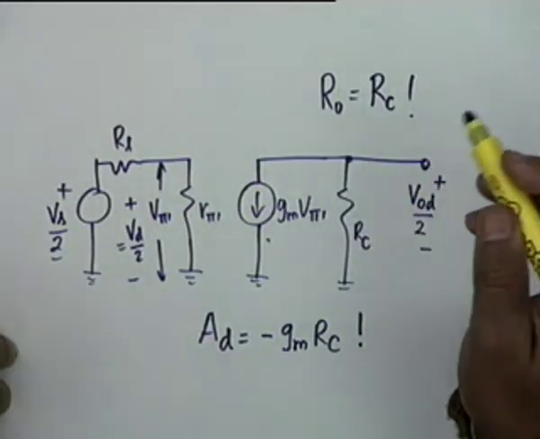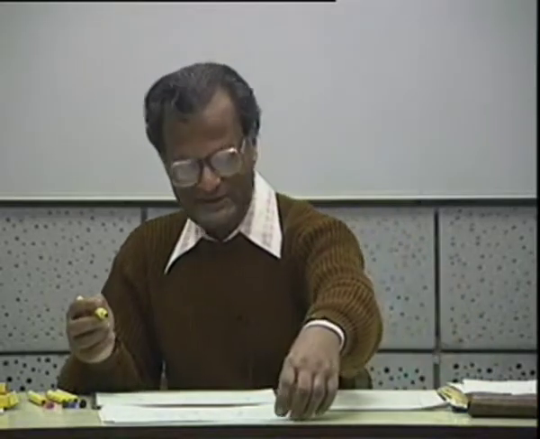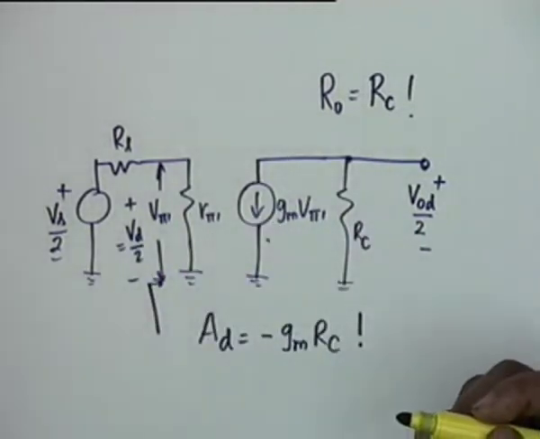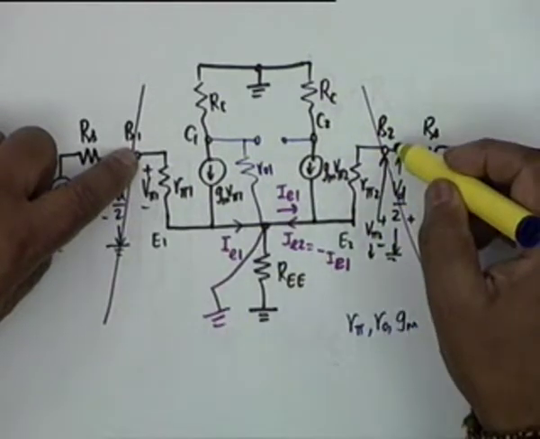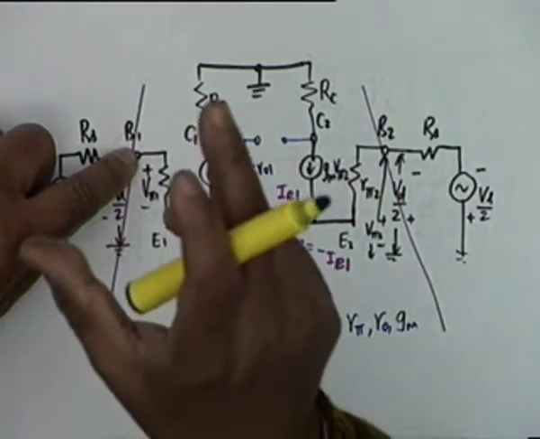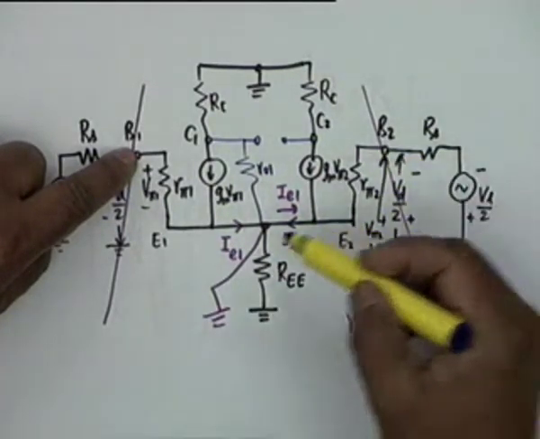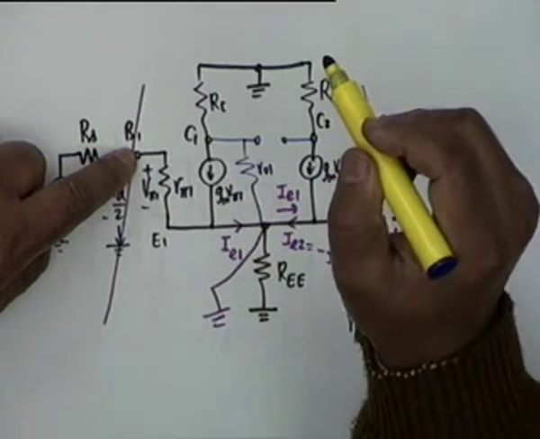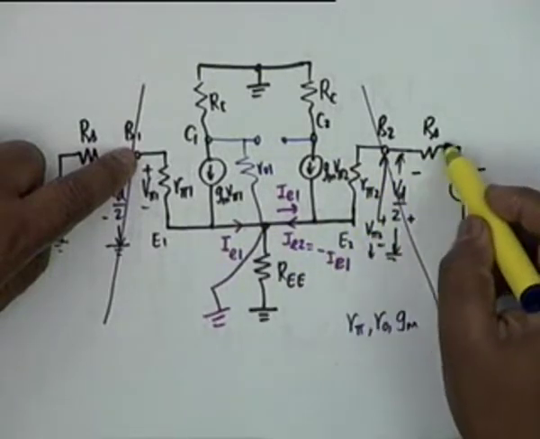What is the input resistance? RS plus. What is the input resistance? Input resistance is the resistance in here. That is not correct. This point is a virtual ground. So from B1 to B2, remember the voltage is applied between the two bases. So what will the signal source see? R pi 1 plus R pi 2. This is the input resistance of a differential amplifier. It is not R pi 1. It is R pi 1 plus R pi 2.